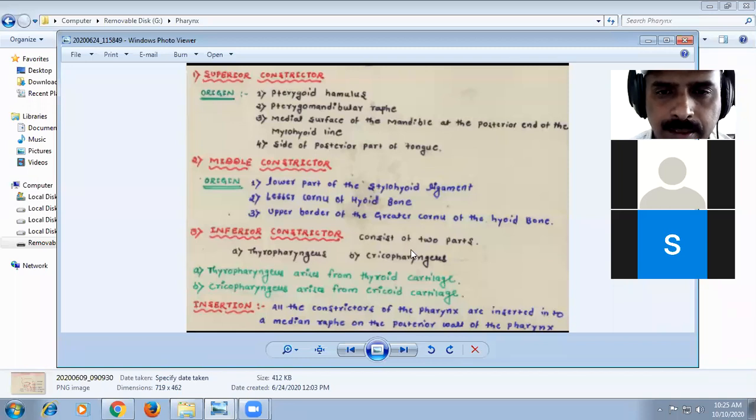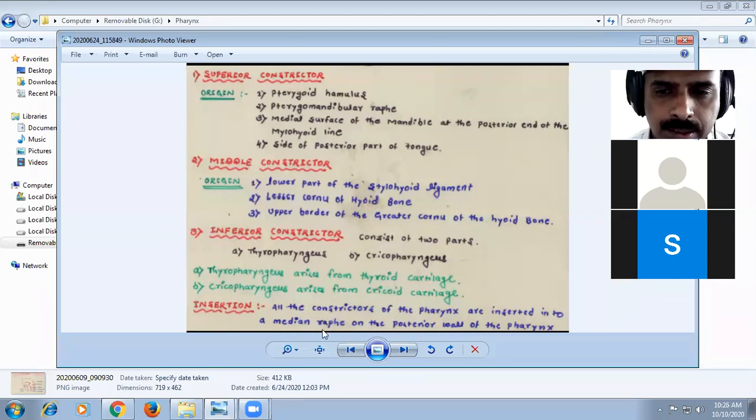Inferior constrictor is divided into thyropharyngeus and cricopharyngeus. Thyropharyngeus arises from the thyroid cartilage, cricopharyngeus arises from the cricoid cartilage. So the thyroid cartilage and cricoid cartilage are the origin point of the inferior constrictor muscle.